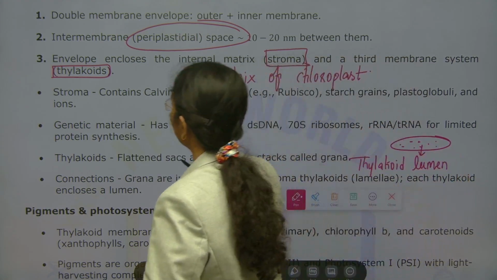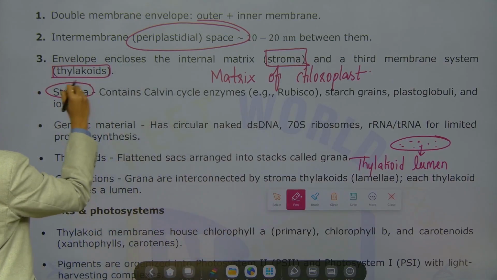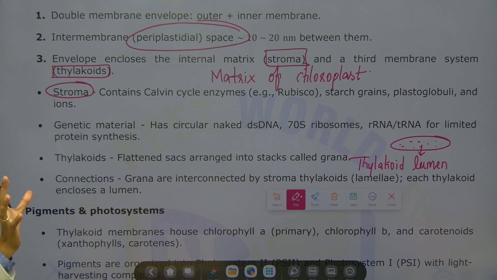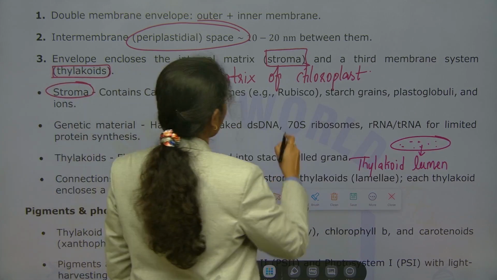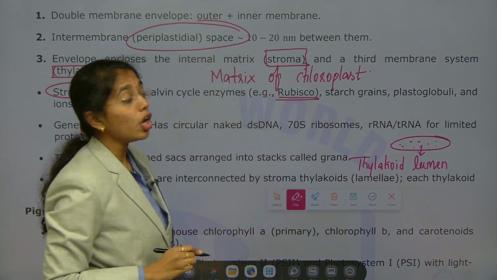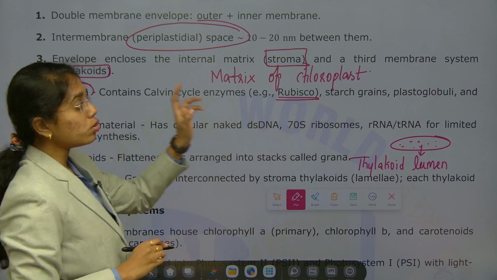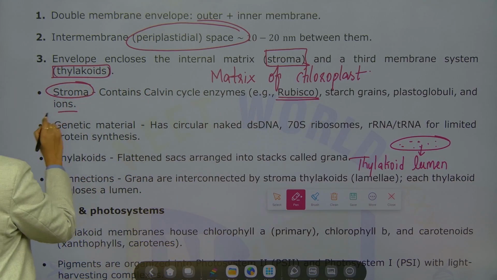Next, stroma is what? This is the fluid filled matrix which is present in the chloroplast. This contains Calvin cycle enzymes, those are dark reaction enzymes. Best example is the RuBisCO. Starch granules, plastoglobuli and ions are present.